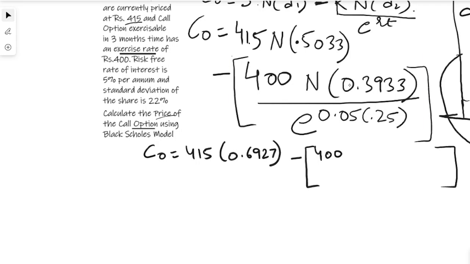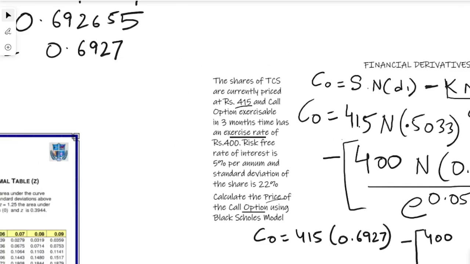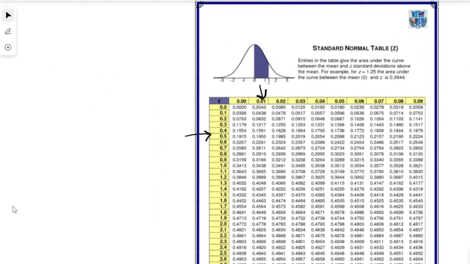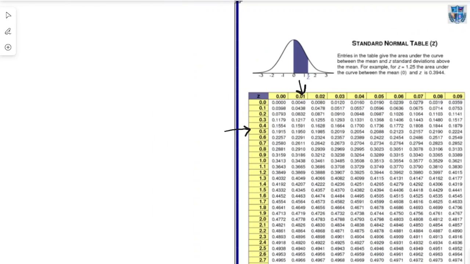Right, so we have to find out the normal distribution value of 0.3933 by making use of the same concept that we had used for 0.5033. Now see, how do we do that? Remember the value. The value is 0.3933. That's the value, right? Now how do we do that?